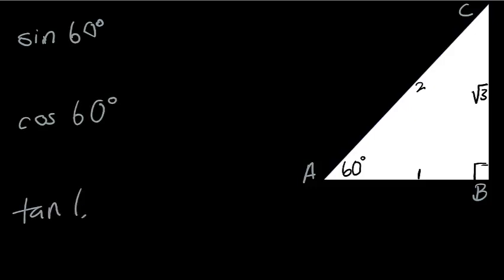In example 1, we have the triangle ABC, where angle A is 60 degrees and angle B is 90 degrees. We have the length of AB equaling 1 unit, BC is the square root of 3 units, and AC is 2 units long. In this question, they are asking us to calculate sine of 60 degrees, cos of 60 degrees, and tan of 60 degrees.